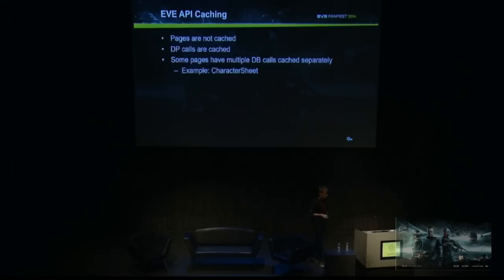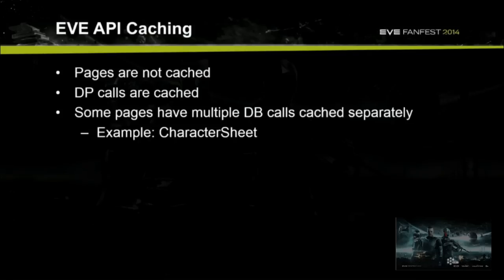And here's why. We don't cache the pages. The XML pages are not what are cached. We cache our DB calls. What this means is that some of our pages have multiple DB calls that are cached separately.